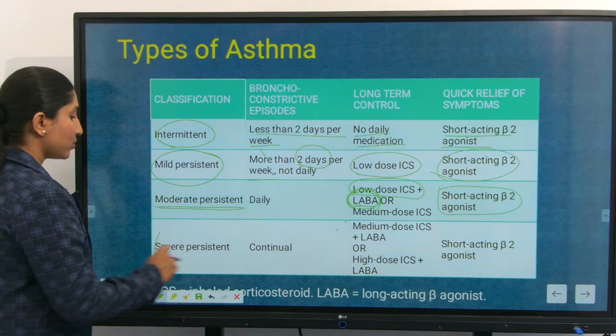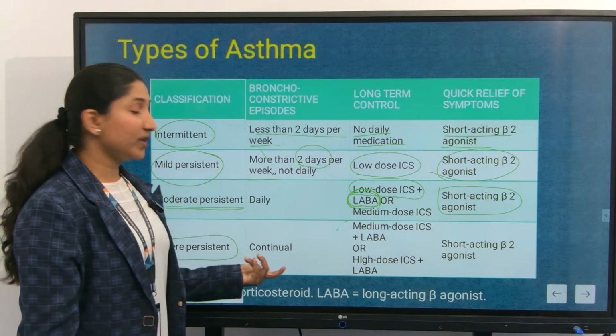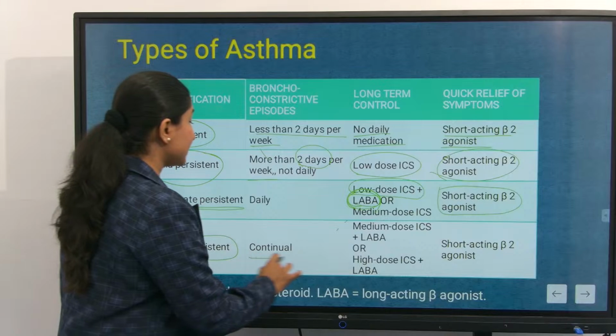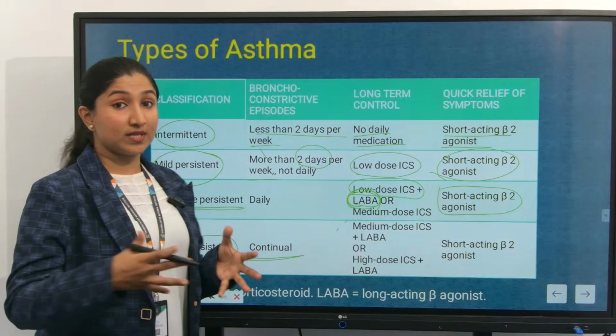Now, the last and most severe type of asthma is the severe persistent asthma, where you will develop continuous asthma episodes. Okay, continuous episodes of bronchoconstriction. So your disease is actually serious.